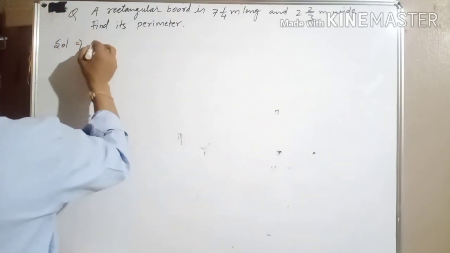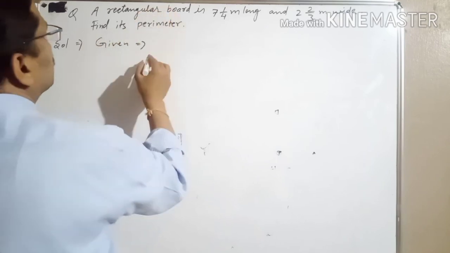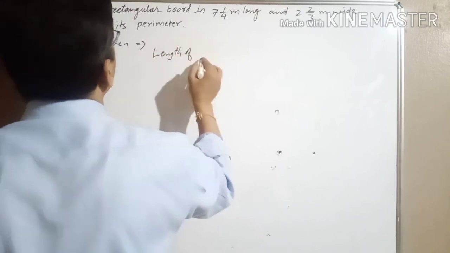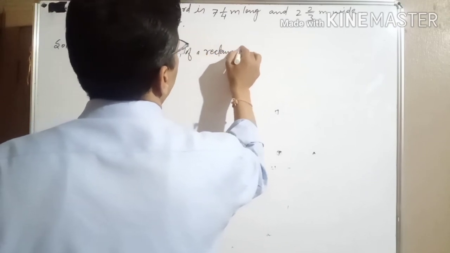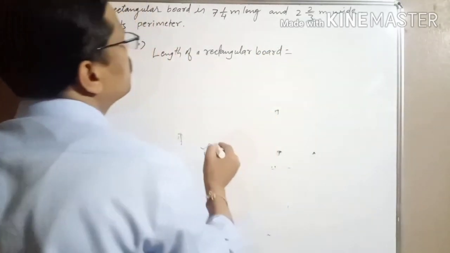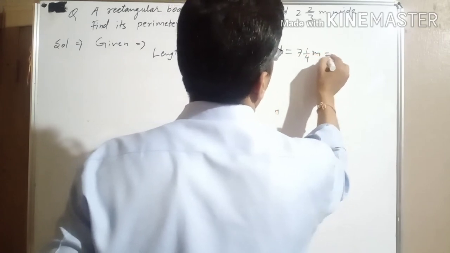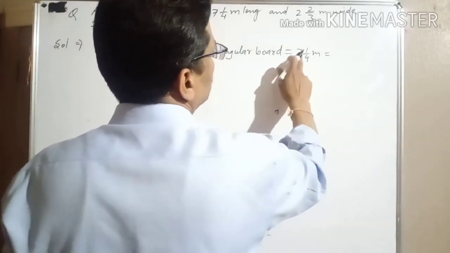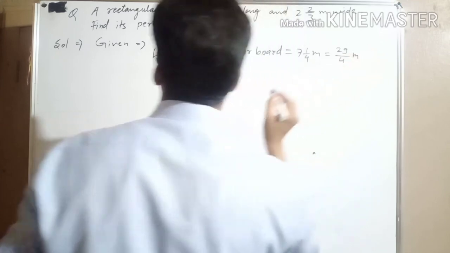First we write what we have given. So we can write here given: length of a rectangular board. What is the length of the rectangular board? 7 whole 1 upon 4 meters. It is given as a mixed fraction, so we can convert it into improper. 4 sevens are 28 and 1, 29. 29 upon 4 meters.